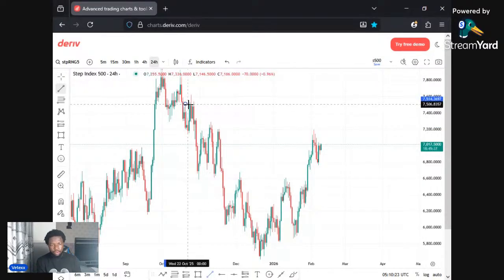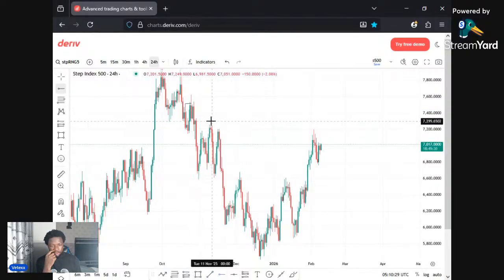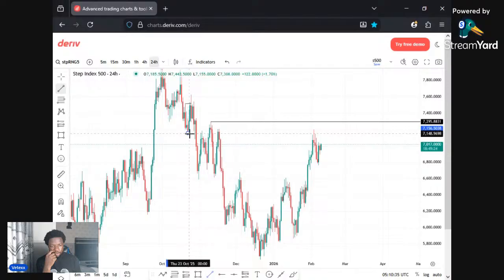There's a sweep of liquidity here, sorry. We have a sweep of liquidity here, and then we have our structural liquidity, which is right here. And also we have what? First break of structure, and we have what? Our second break of structure, which is here.